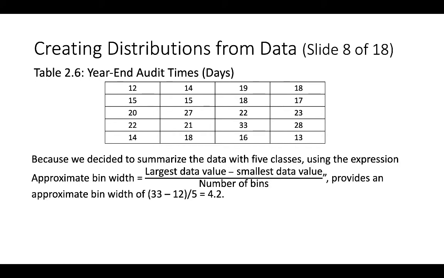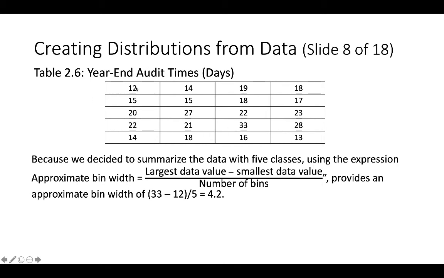So here we have a year-end audit times data set. It's measured in number of days. We have 20 values, and the number of data items is relatively small, only 20. So we choose to develop a frequency distribution with 5 bins. The largest data value is 33 and the smallest data value is 12.